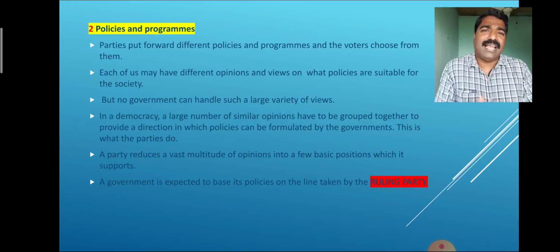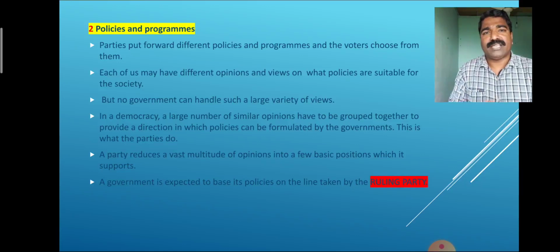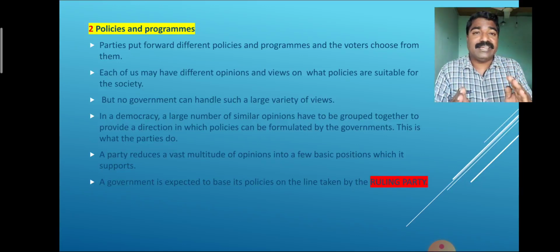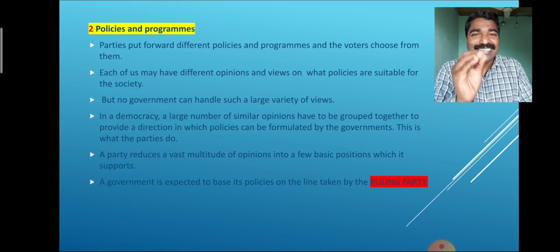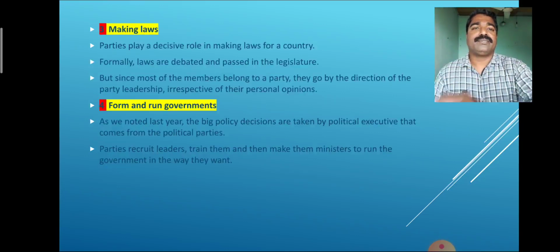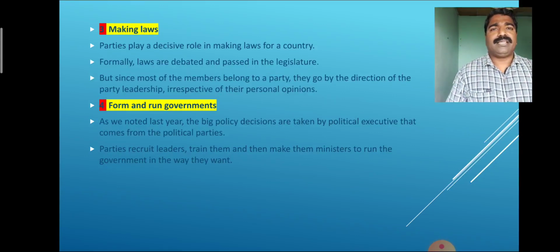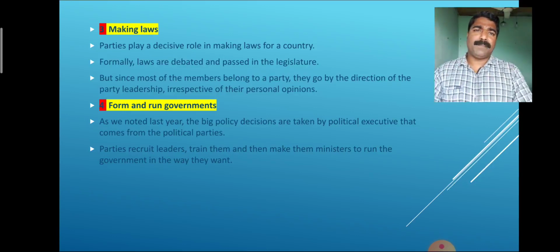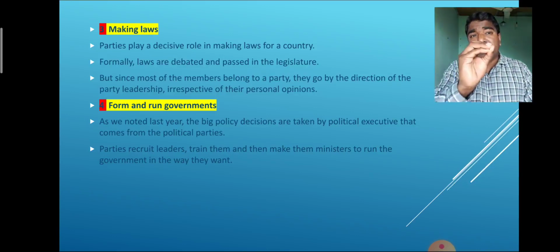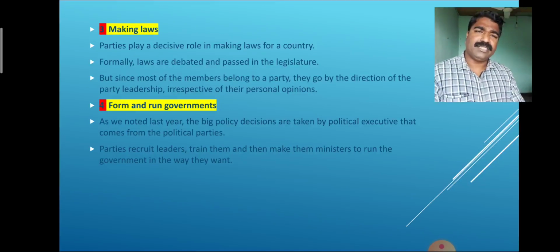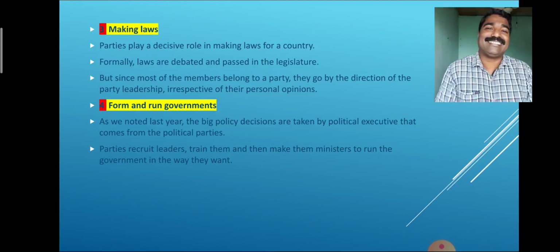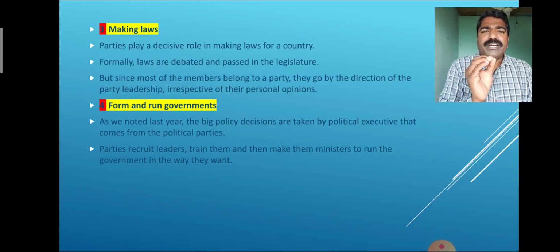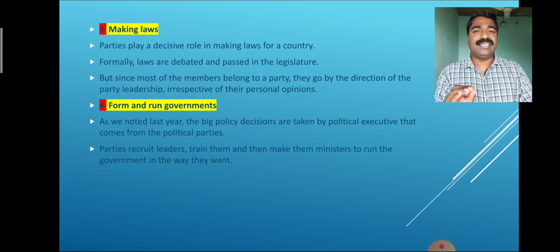Then we can simply understand the second function, policies and programs. Who puts forward these policies and programs? The political party in a democracy. Then the third one, making laws. Parties play a decisive role in making laws for a country. Who plays this decision-making role? Political parties. Formally, laws are debated and passed in the legislature.